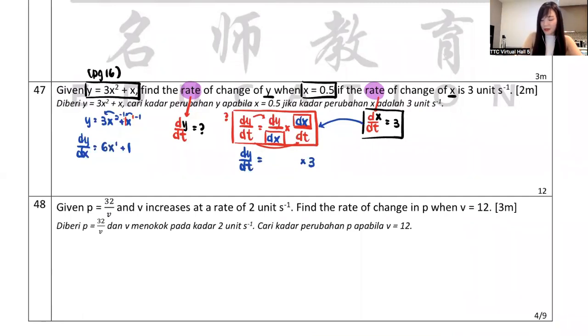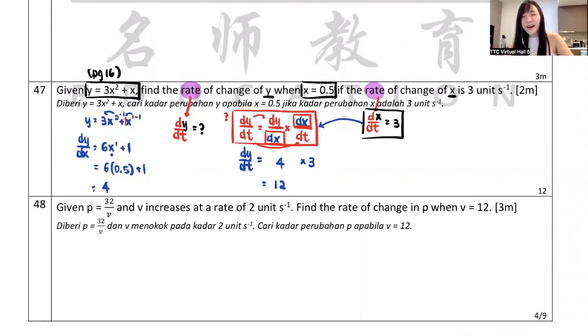So can anyone tell me, even though my dy/dx is 6x plus 1, is there any x number for me to sub inside? Very good, Katana. X is 0.5. They give me that for a reason, I think. Isn't it sub 0.5 inside? Right? So 6 times 0.5 plus 1. I press calculator, I get the answer of 4. So my dy/dx is 4. 4 times 3, I get the answer, 12.